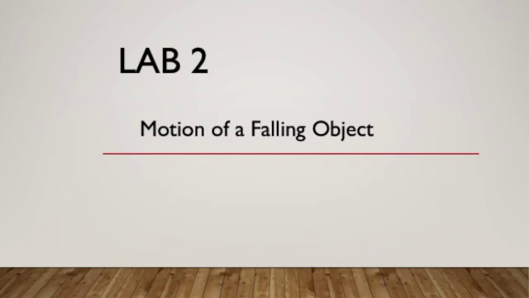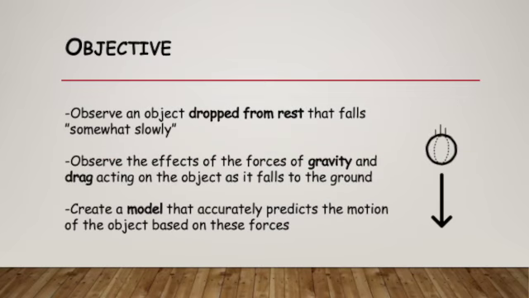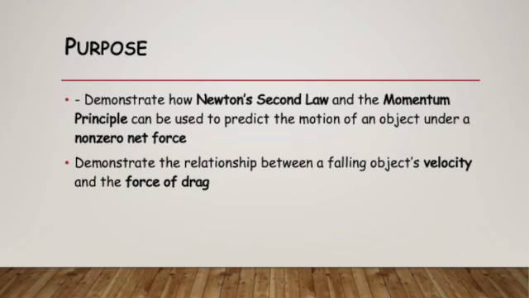Hello everyone. Today we're going to be covering Lab 2, the motion of a falling object. Our objective in this lab is to observe an object drop from rest that falls somewhat slowly, observe the effects of the forces of gravity and drag acting on the object as it falls to the ground, and create a model that accurately predicts the motion of the object based on these forces.